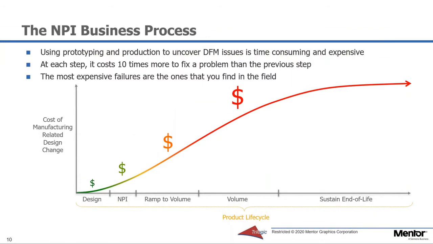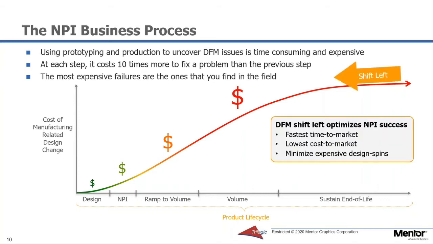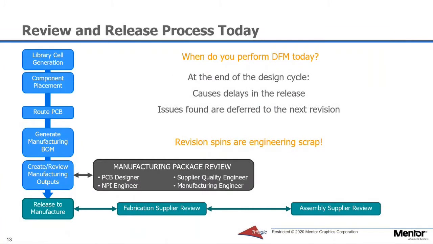Using prototyping and production to find DFM issues is time-consuming and expensive. A rule of thumb for design is that it costs 10 times more to fix a problem with each step, and the most expensive failures are the ones that you find in the field. So DFM shift left reduces the time and expense of fixing DFM issues and optimizes NPI success. Or a manual review of the design is done at the end of the design cycle. This is still too late and results in either a delay in the release or a decision to defer changes to the next revision.